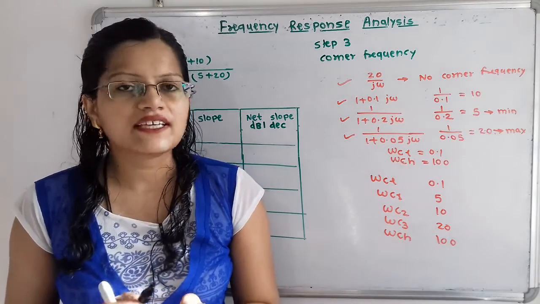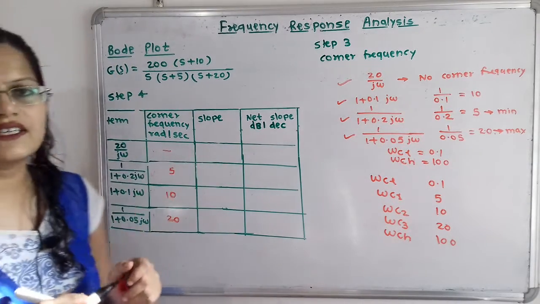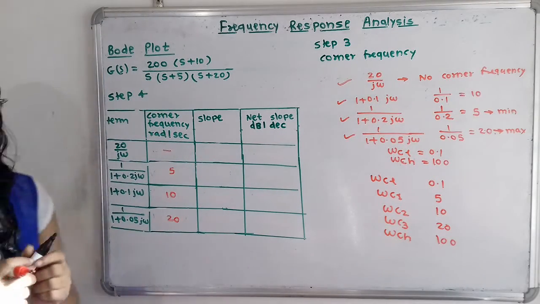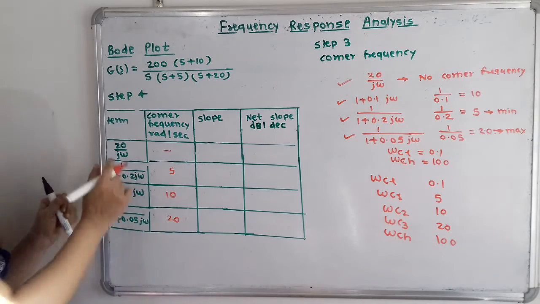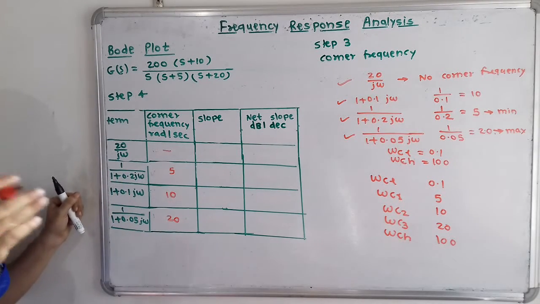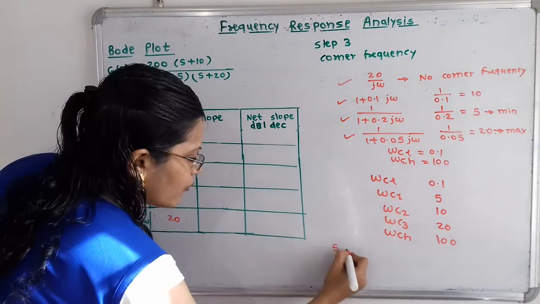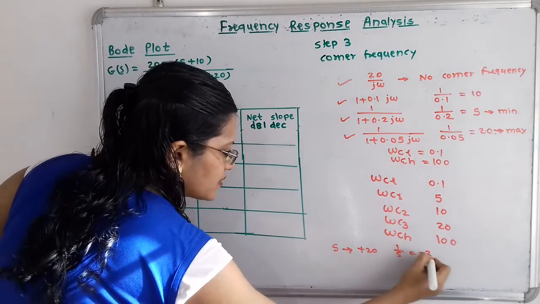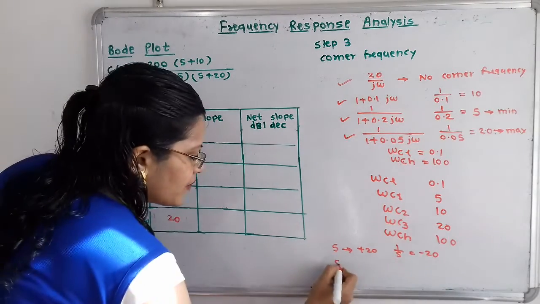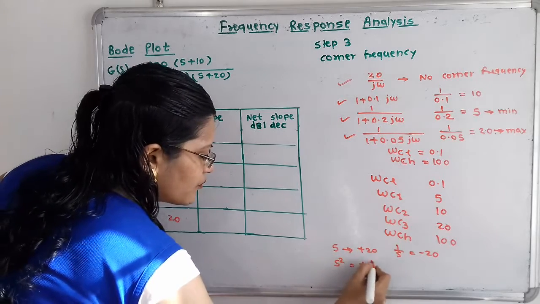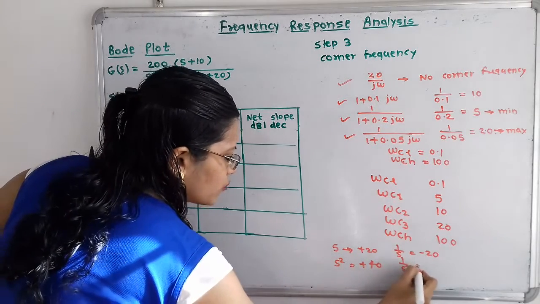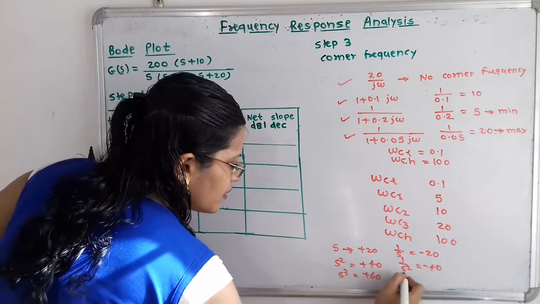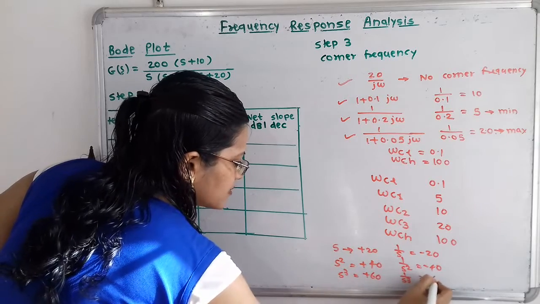Now we will move to the next column, that is slope. So how to write the slopes? For that we have to observe the first column, that is the term. Whenever the first column is in the form of s, that is s is in the numerator, then we have to take slope plus 20. When 1 by s is there, we have to take slope minus 20. When s square is there, then we have to take plus 40. For 1 by s square we have to take minus 40. When s cube is there, we have to take plus 60. For 1 by s cube we have to take minus 60.